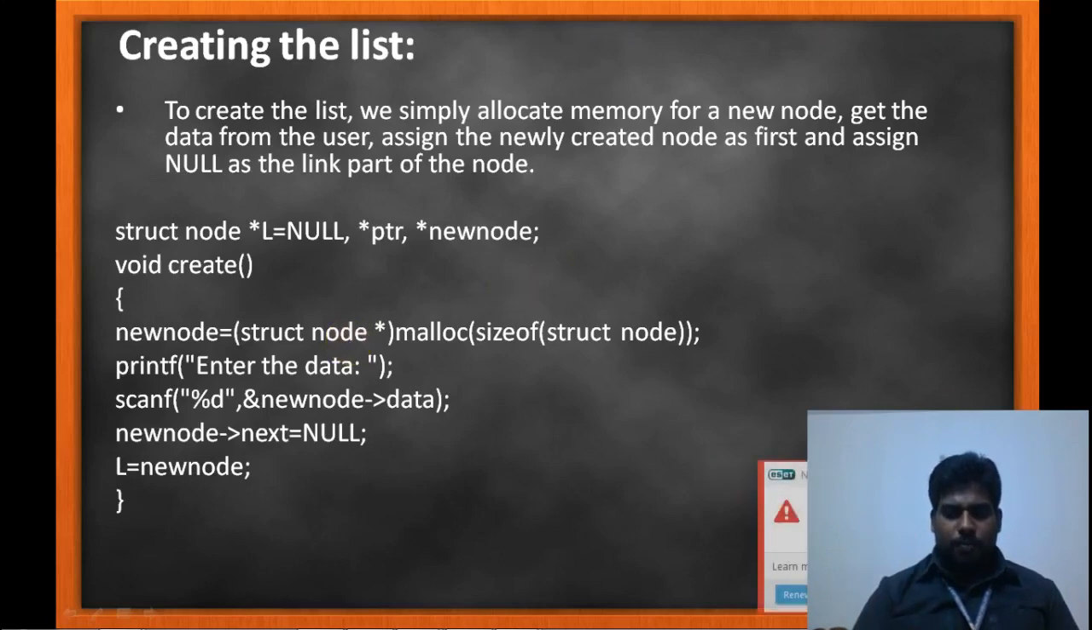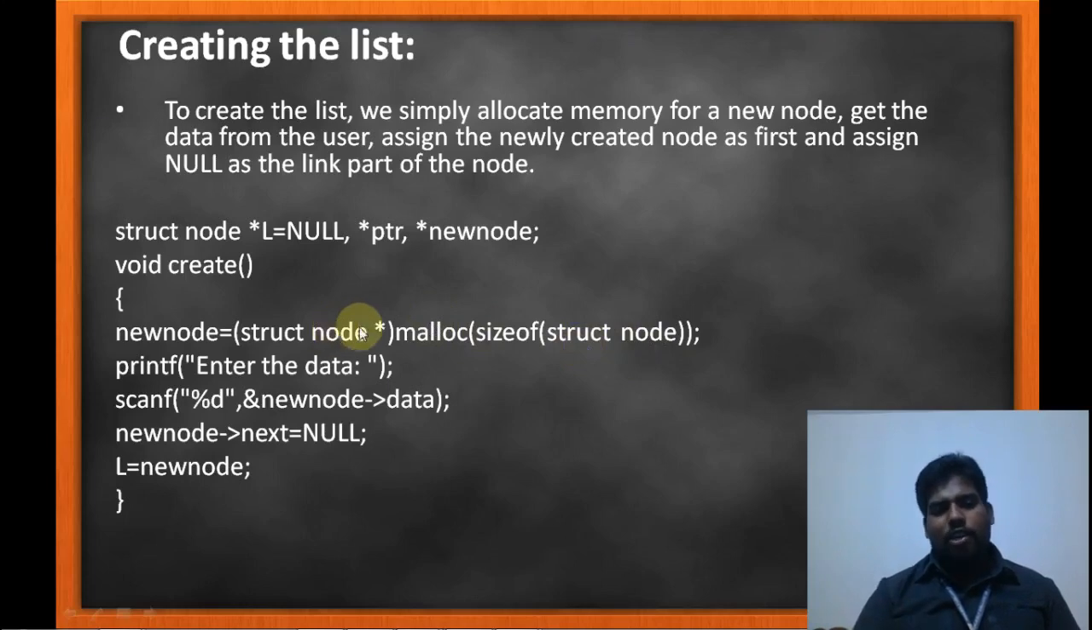For example, here what's the size of struct? 4 bytes. So 4 bytes will be one block. Like that it will be created. That's why we are using this typecasting. Then malloc sizeof struct node. What's the size of struct node? 4 bytes. Why? Integer data is 2 bytes, and the pointer's default size is 2 bytes. So here the size of this struct is 4.